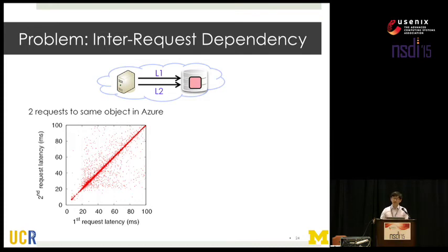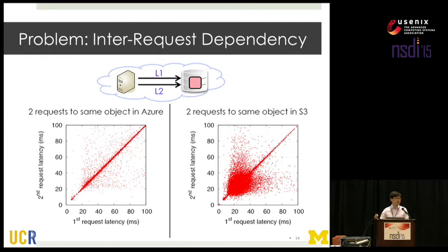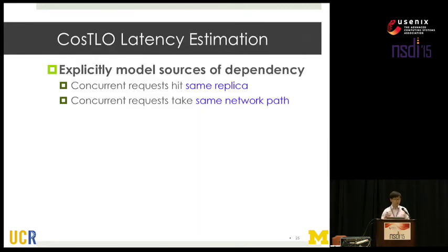And here is another scatter plot from one of the S3 data centers. And still there, we can see that there are some requests that are correlated. So these 2 graphs show that requests have dependencies. And to capture these insights, our approach to estimate latency is to explicitly model the source of dependencies. For example, if concurrent requests hit the same replica, they're going to have the same storage service latency. Or if concurrent requests take the same network path, they're going to have the same network latency.